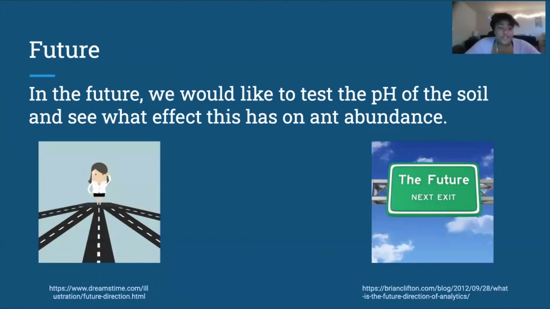In the future, we would like to test the pH balance of the soil and see what effects this has on ant abundance. One factor of our study that could not be quantified was the colonization of ants and how they tend to congregate into small areas. If we recorded this, it could have possibly explained such a large range of ant abundance in the sunny side.